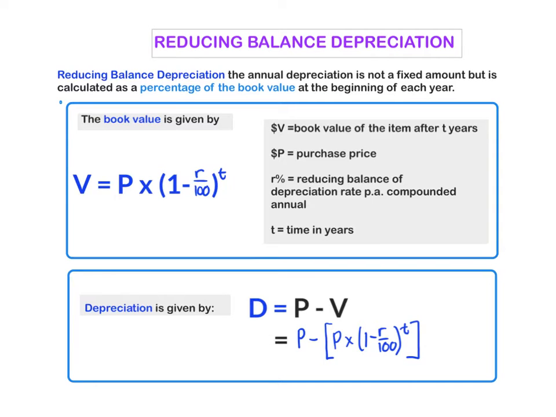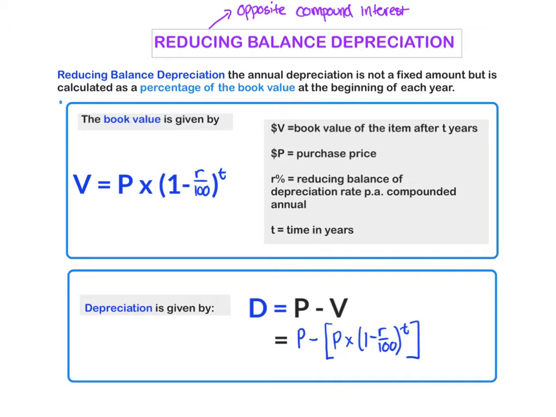Okay, today we're looking at reducing balance depreciation. Yesterday we looked at flat rate depreciation, which is when it's the same amount coming off the value every time, and it was opposite to simple interest. Reducing balance depreciation is the opposite to compound interest. So the amount that it's depreciating is changing every time.